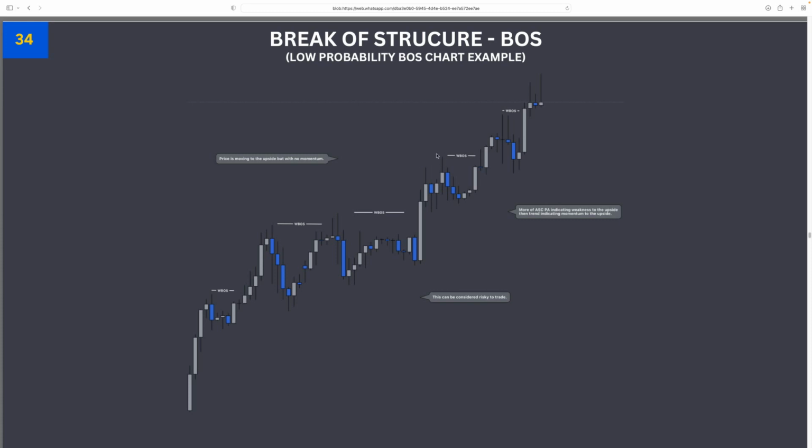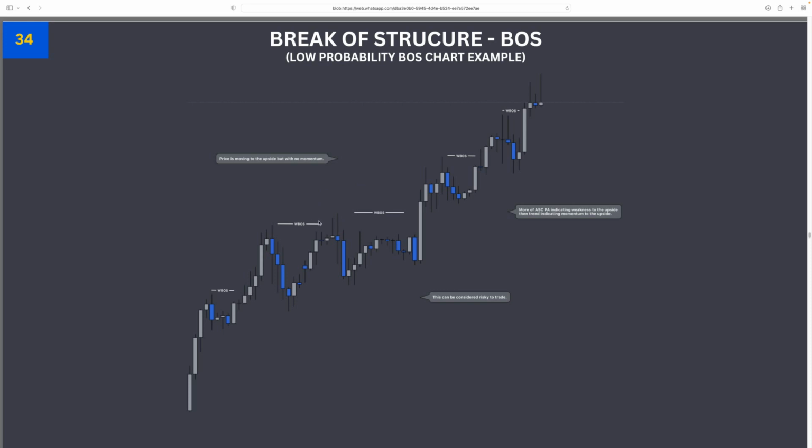We break it with just a wick and again a retrace. And again, we break it, and what we are leaving behind is this big wick. Then again, we are retracing and again, we are breaking and leaving a wick, and again, we are retracing. So this is an indication that price doesn't have momentum to continue to the upside.